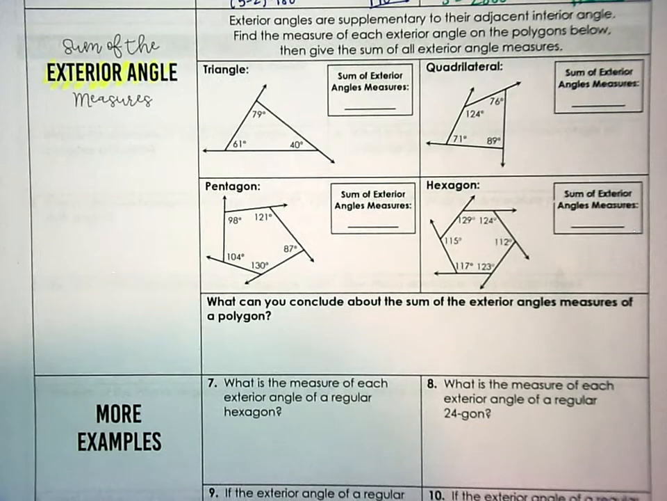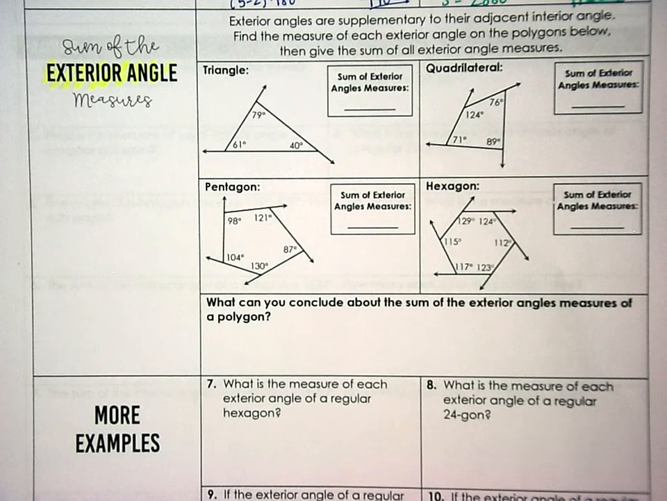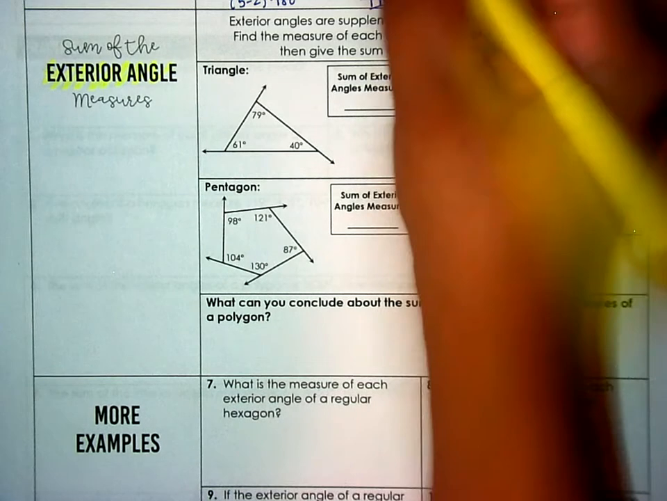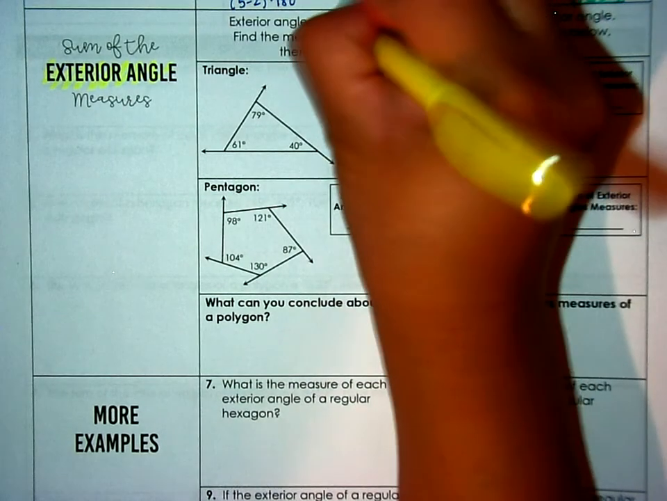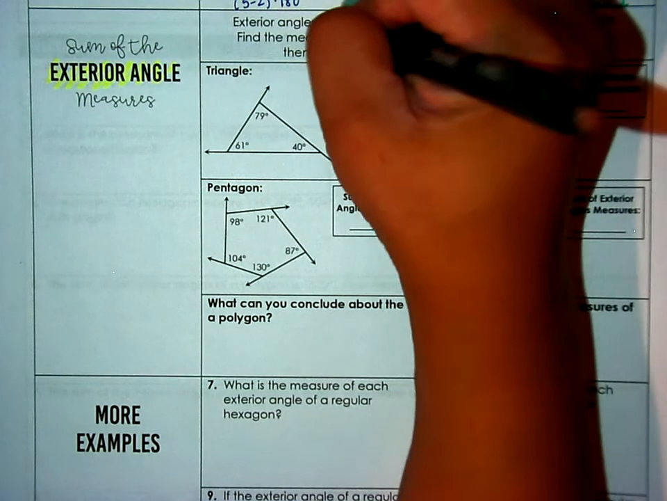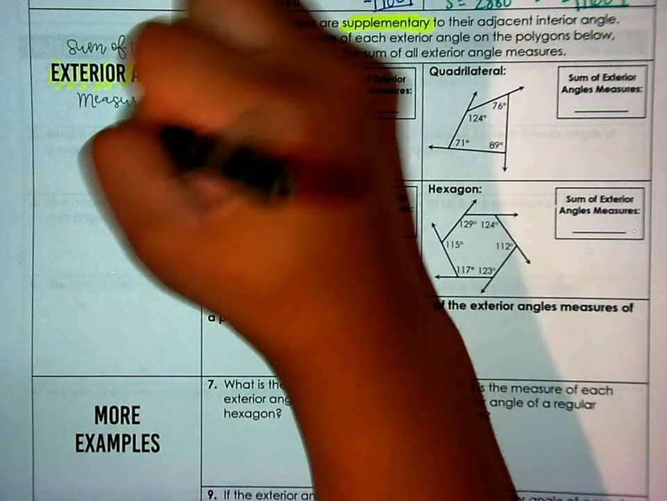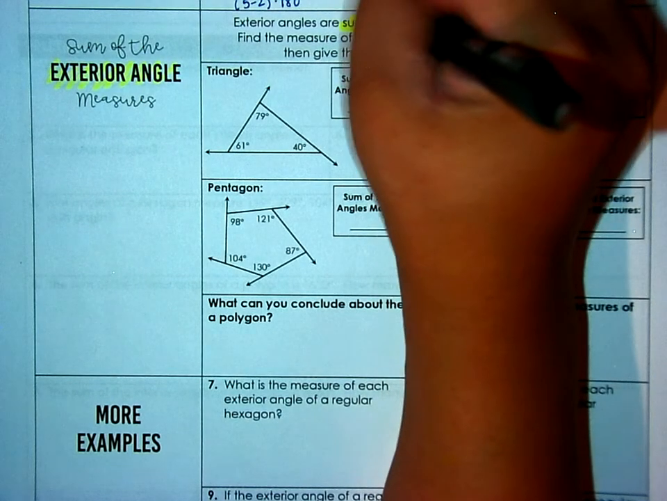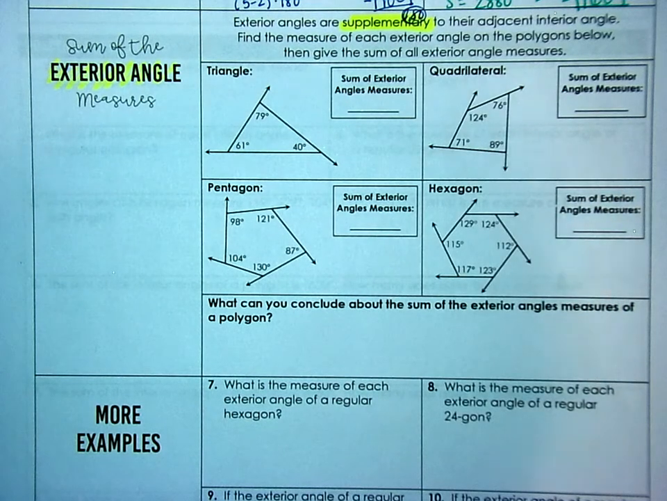Okay, so reading the instructions, what it says: exterior angles are supplementary to their adjacent interior angle. Find the measure of each exterior angle on the polygon below, then give the sum of all the exterior angle measures. So hopefully we're going to come up with some hallelujah moment, like what's the sum of them every time. Okay, here is the key word, supplementary. Hopefully that's burned in your brain by now, but if you don't remember, supplementary is a fancy way of saying 180 degrees. So the key is we're going to have to do something with 180. Just keep that in mind.